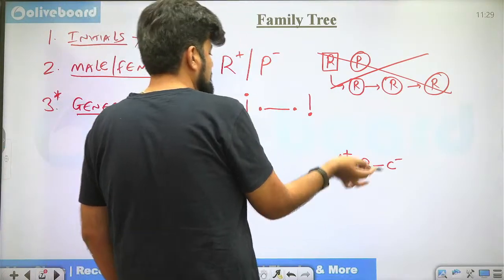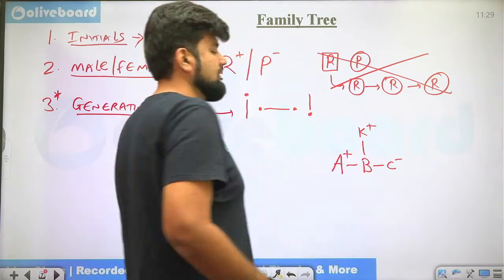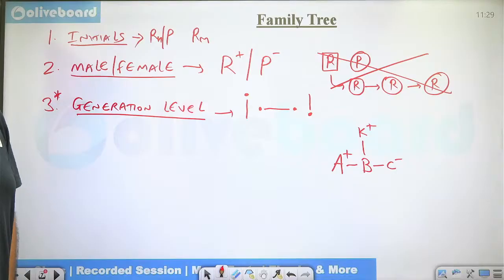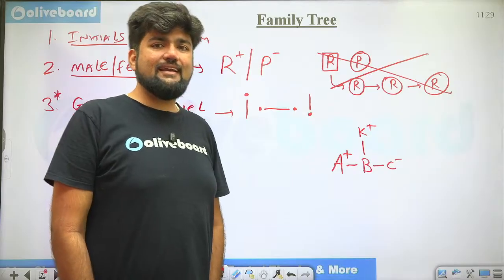K is the father. Father means the generation above. So I will draw it like this. K is the father of B. Alright. Now, what does this imply? K is the father of B. How is A related to K?